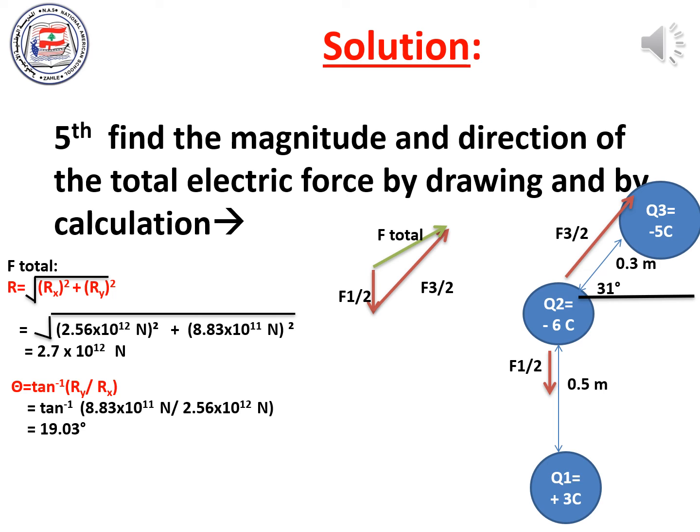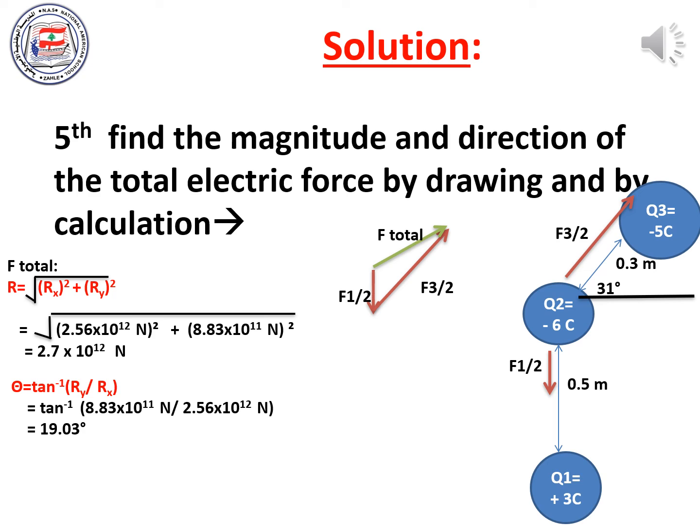Now by calculation, we find the magnitude and the direction of the total electric force using the equations of R and angle. We use the x and y components that we already found from adding the x and y components of the individual forces acting on charge 2. So R is equal to radical Rx squared plus Ry squared, equal to 2.56 times 10 to the power 12 newtons squared plus 8.83 times 10 to the power 12 newtons squared, equal to 2.7 times 10 to the power 12 newtons. This is the magnitude of the total electric force acting on charge 2.